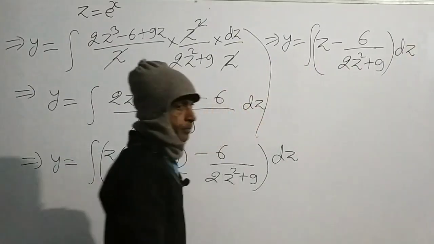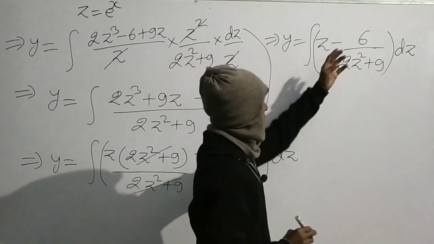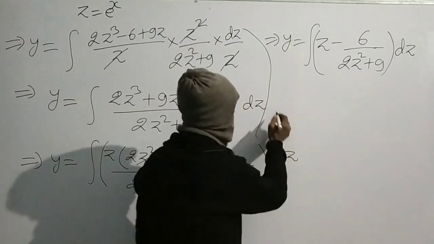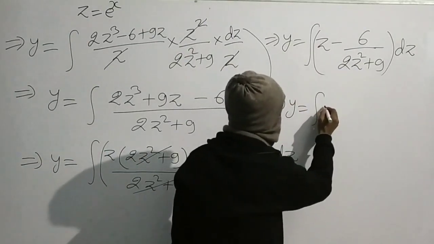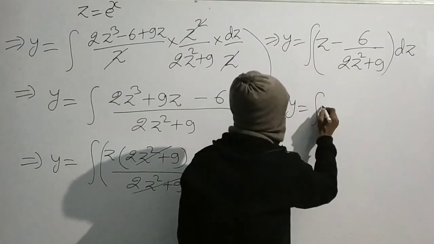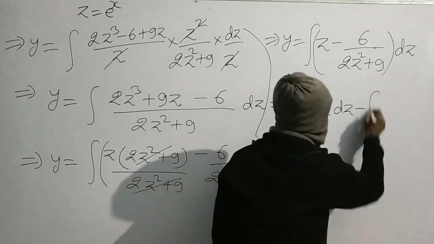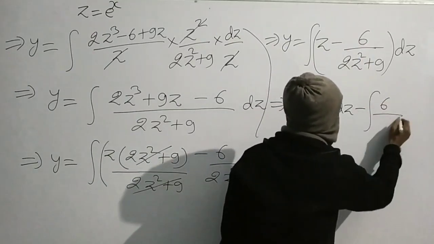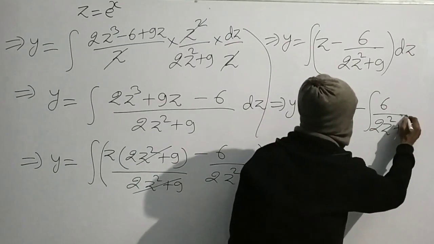The integration of the difference of two terms will be equal to the difference of the integrations. So y is equal to the integration of the first term, z dz, minus the integration of the second term, 6 by (2z squared plus 9), dz.